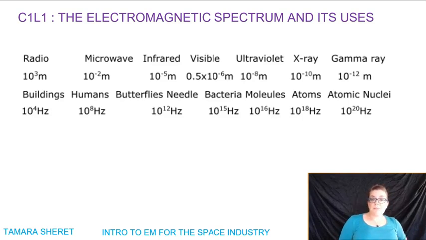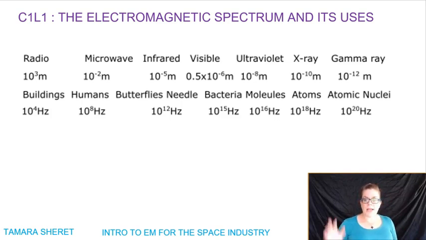So the electromagnetic spectrum and its uses. The electromagnetic spectrum is huge. It covers a wide range of frequencies and wavelengths. As humans, we've kind of split this up. It's exactly the same wave. It's an electromagnetic wave all the way. It's a transverse wave. Nothing changes about it other than its wavelength and its frequency. We have different uses for different sections.